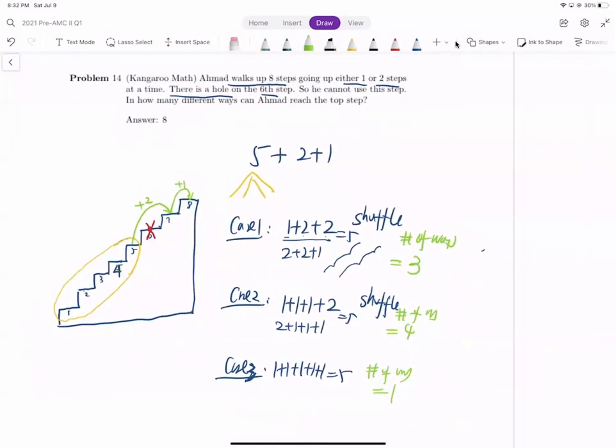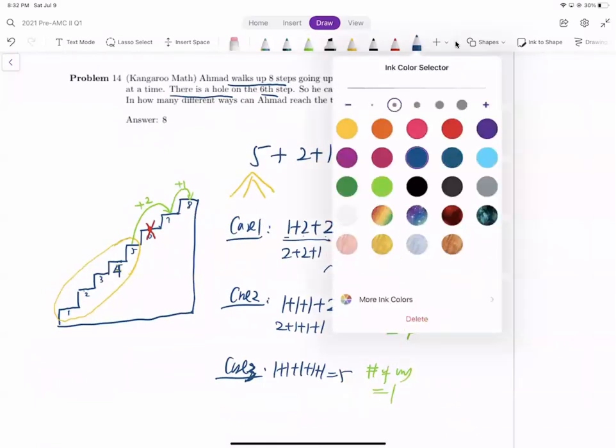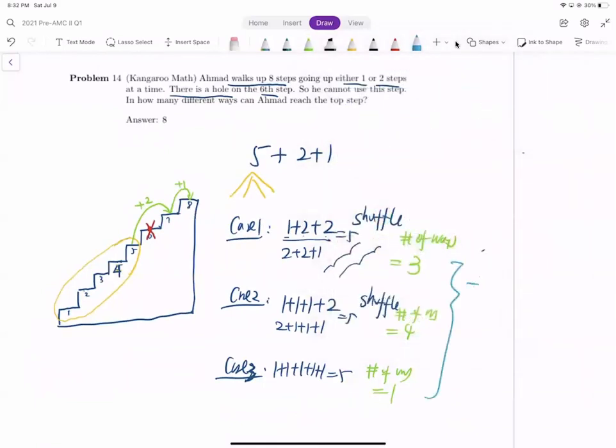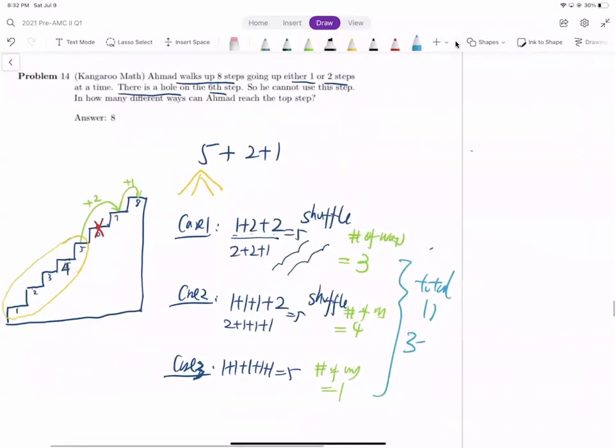Different cases. From here you get the total, right? So the total will just be 3 plus 4 plus 1, which is 8. Okay.